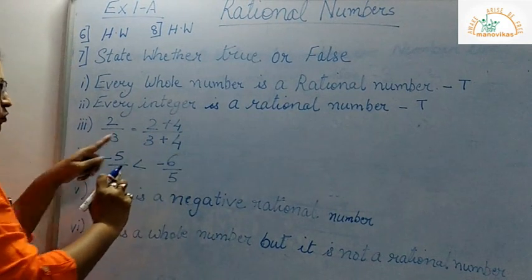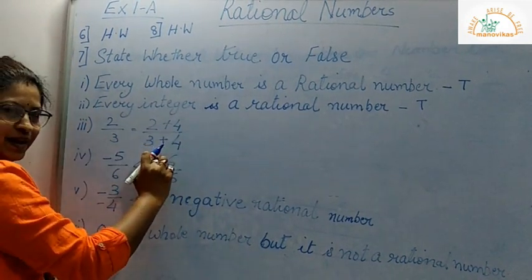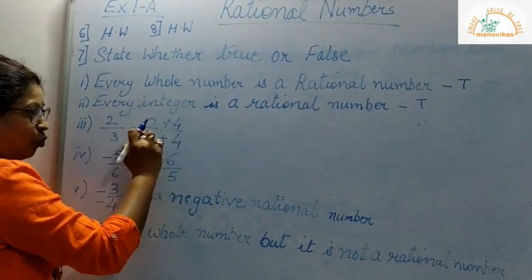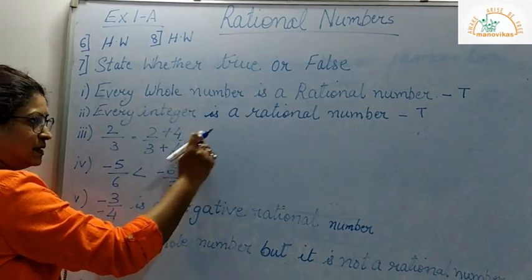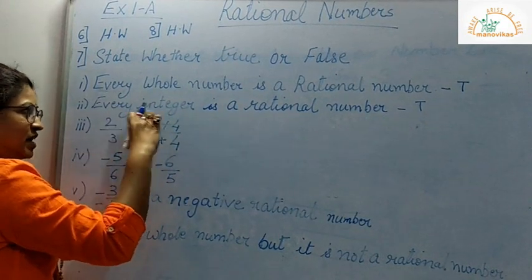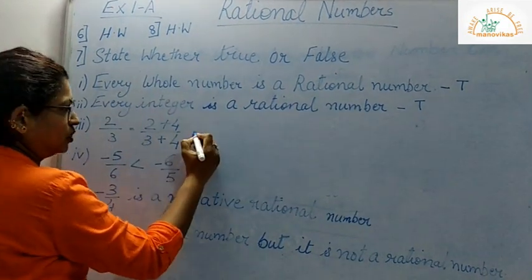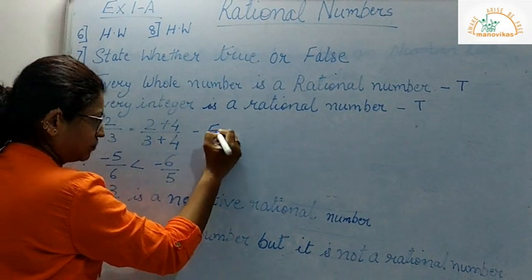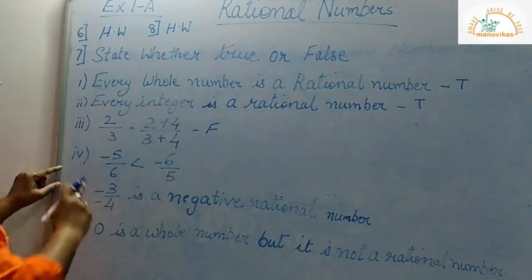Next one, 2/3 is equal to (2+4)/(3+4). Now if you solve the right hand side, 2 plus 4, that is 6, and 3 plus 4, that is 7. So the left hand side and the right hand side are not equal. So this is false.